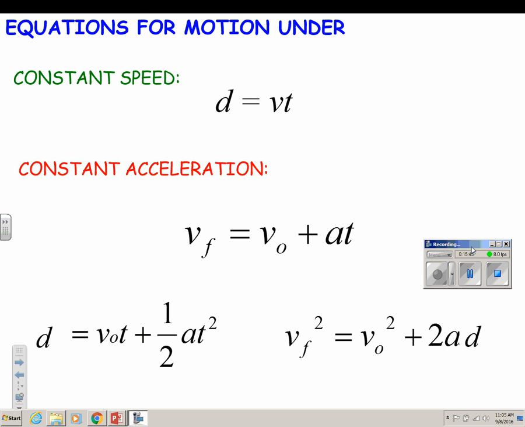And then our last one is this one. Again, it's the third one on your formula chart, but I've taken out the X's because everything is in the same plane. So I have my final velocity squared equals my initial velocity squared plus 2 times my acceleration times my displacement, which they show in your formula chart as x minus x naught.